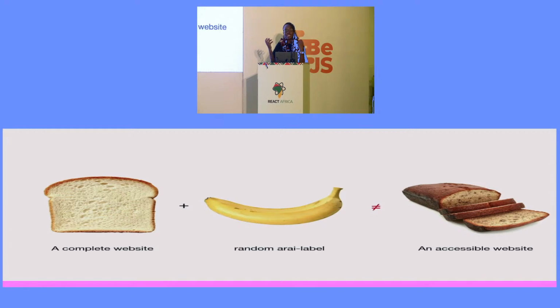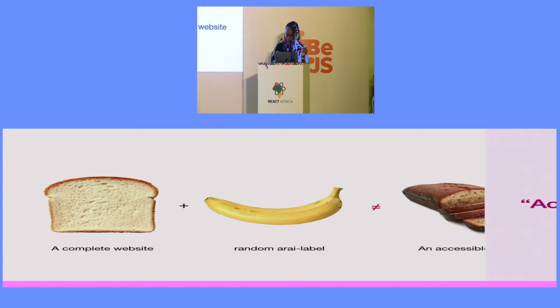That's exactly how accessibility works. You can't take a complete website, throw a bunch of ARIA labels on it, and say, okay, I have an accessible website. That's not how it works. You have to start building it from the ground up, the same way you mix your flour, you blend your bananas, you bake it in the oven. Yeah, that's how you make banana bread. The same way you have to build an accessible website. You have to start from the beginning and then make your way to the final result.